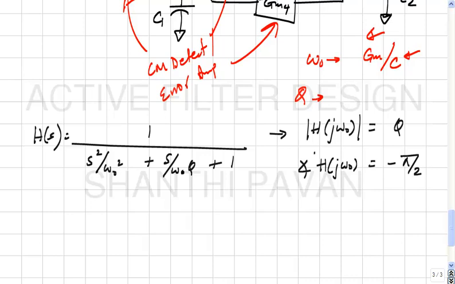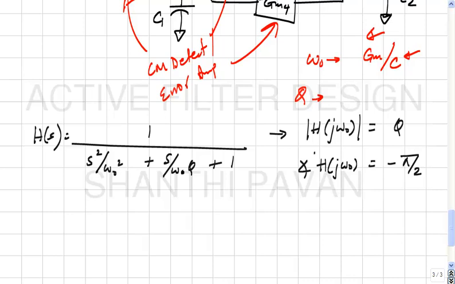So, at a pinch, if you want to find the center frequency omega naught, all you need to do is find the frequency at which the phase difference between the input and the output is 90 degrees. The output will always lag the input. So all that you need to do is find the frequency at which the output and the input sinusoids are off by 90 degrees. And once you found omega naught, how will you find Q? You just find the magnitude at omega naught, and that will give you Q.